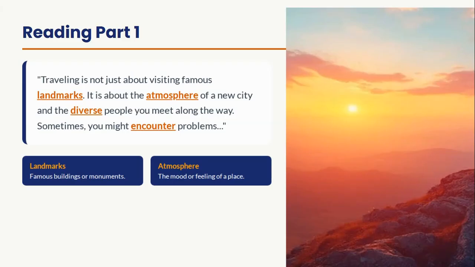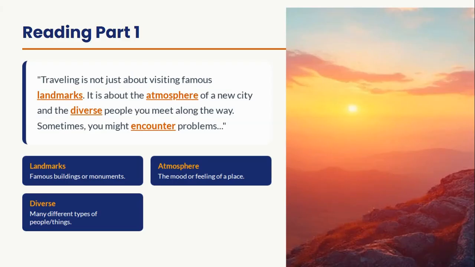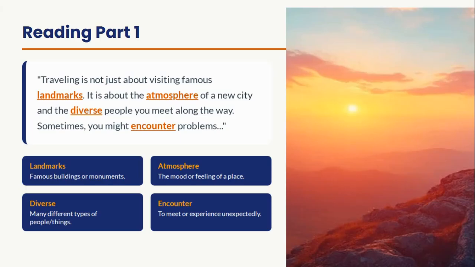Number 3, and the diverse people you meet along the way. Diverse, many different types of people or things. Sometimes you might encounter problems. Encounter is to meet or experience unexpectedly. Those 4 new vocabulary is very clear. It's going to help you to understand the paragraph. Because if you understand the meaning of paragraph, the shadowing, it's going to be easy.